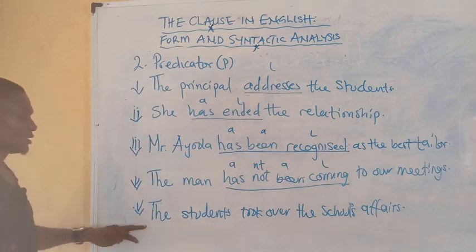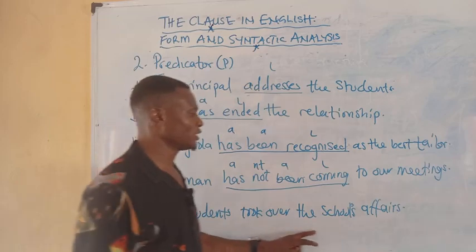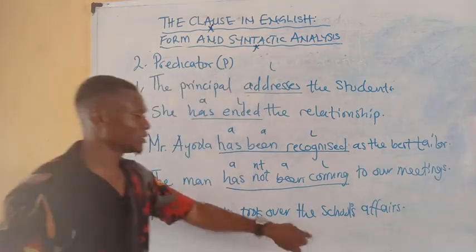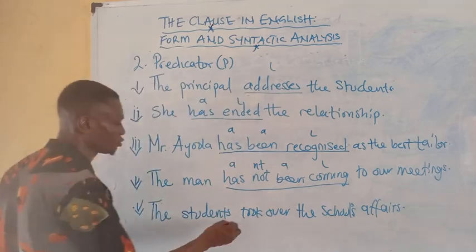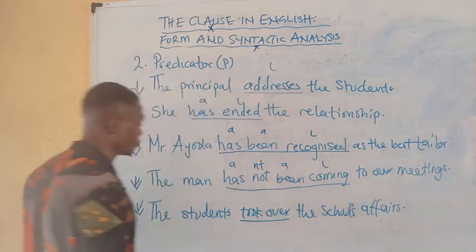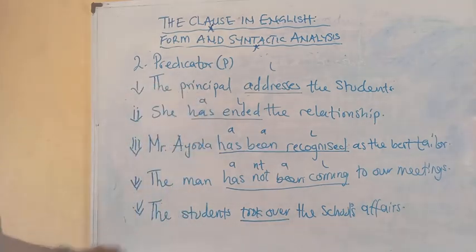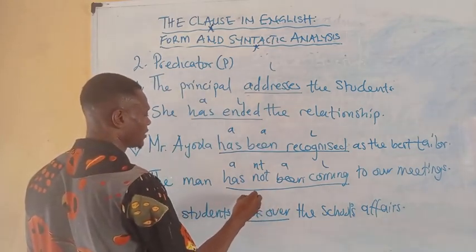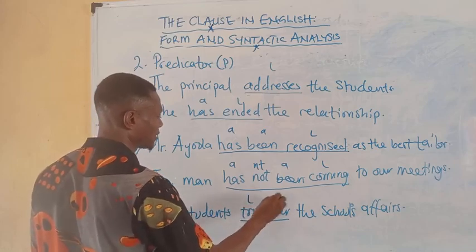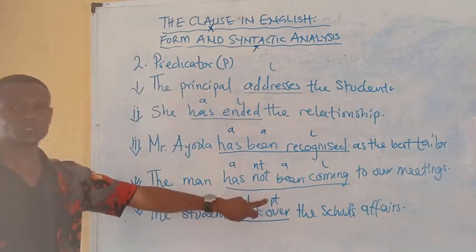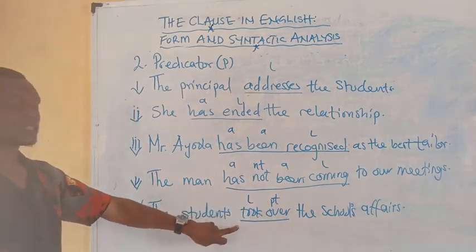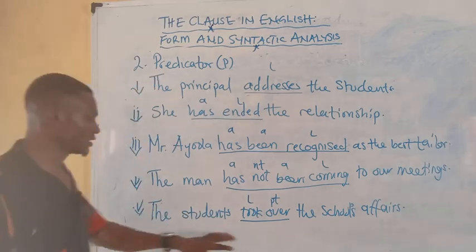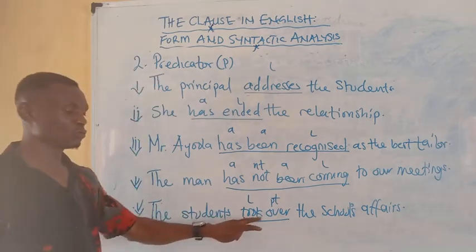The last one, the students took over the school's affairs. The students took over the school affairs. So took over is the predicator in the sentence. So here we have lexical, while this one is particle. And the particle has to do with a preposition that is joined with a verb. So the predicator in this sentence is took over.